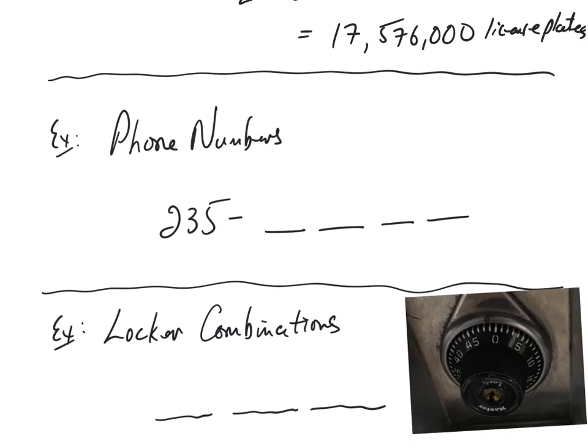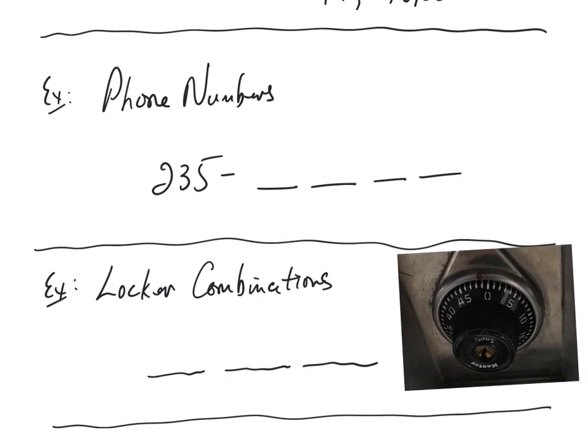Now we can actually use this for all kinds of other problems as well. As an example, if your cell phone number has the prefix 235, how many possible phone numbers could be created with that prefix? Well, if there's no restrictions, we would have 10 choices for each of the last 4 numbers in your phone number, and the fundamental counting principle would then say that you'd have 10,000 possible phone numbers that you could create out of the 235 prefix.